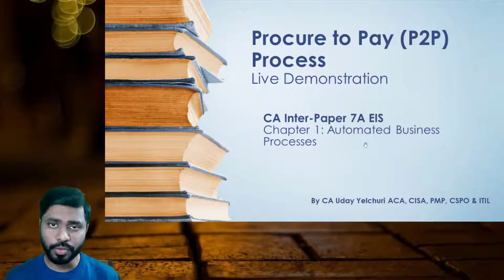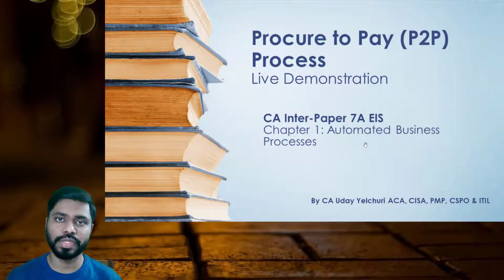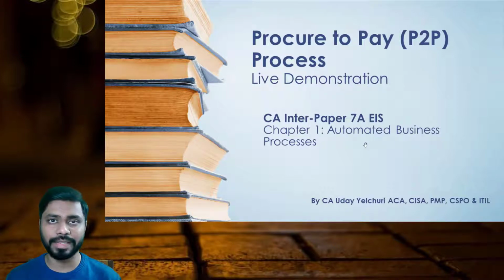So you will have these topics in your chapter 1, automated business process, as well as in chapter number 2, financial and accounting systems. Okay, let us directly get into the scenario, and parallelly I will show you in the application how that step is executed.